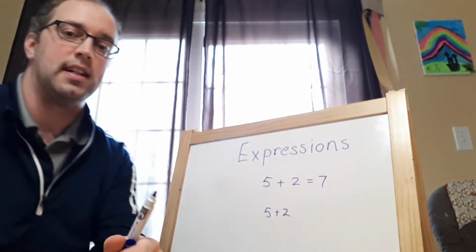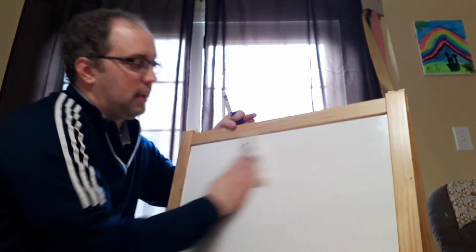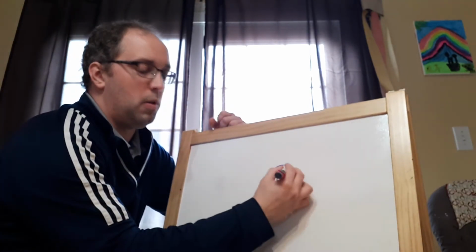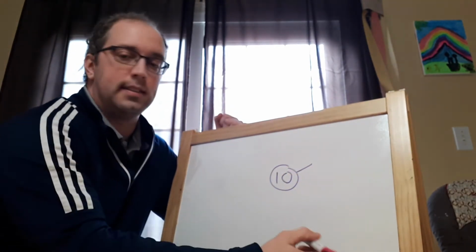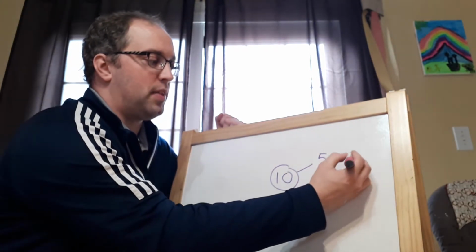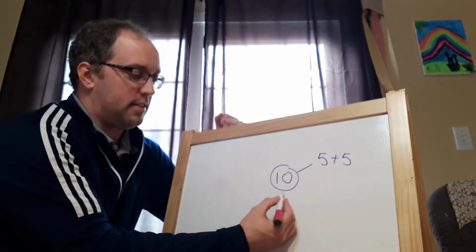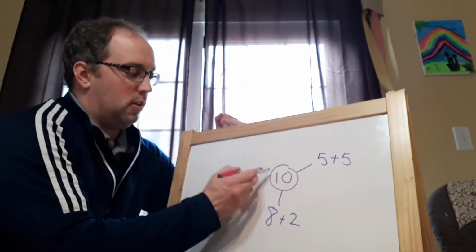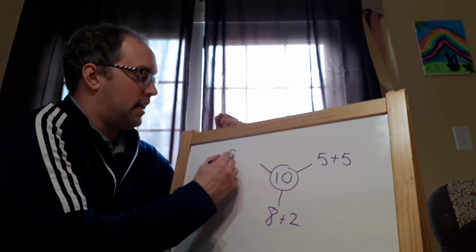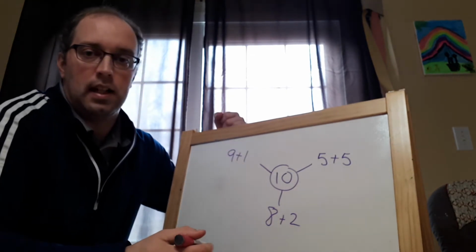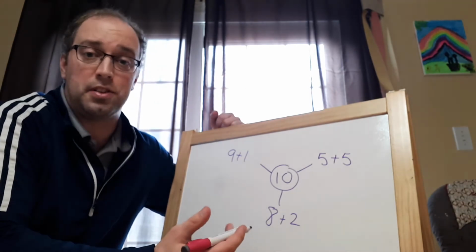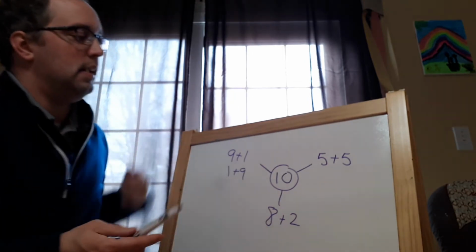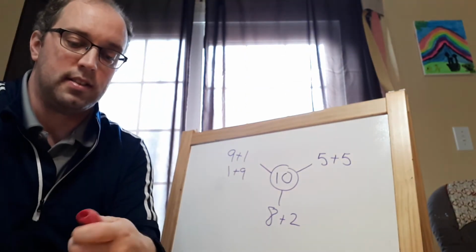I'll do an example right now. So if I wanted to represent the number 10 with expressions, well, 10 is the same as 5 plus 5. 10 is also the same as 8 plus 2. Or I could do another one, 9 plus 1. And of course, I could also do what I call the switcheroos, which is just the opposite. So I could have wrote 1 plus 9. Now these are all addition expressions.